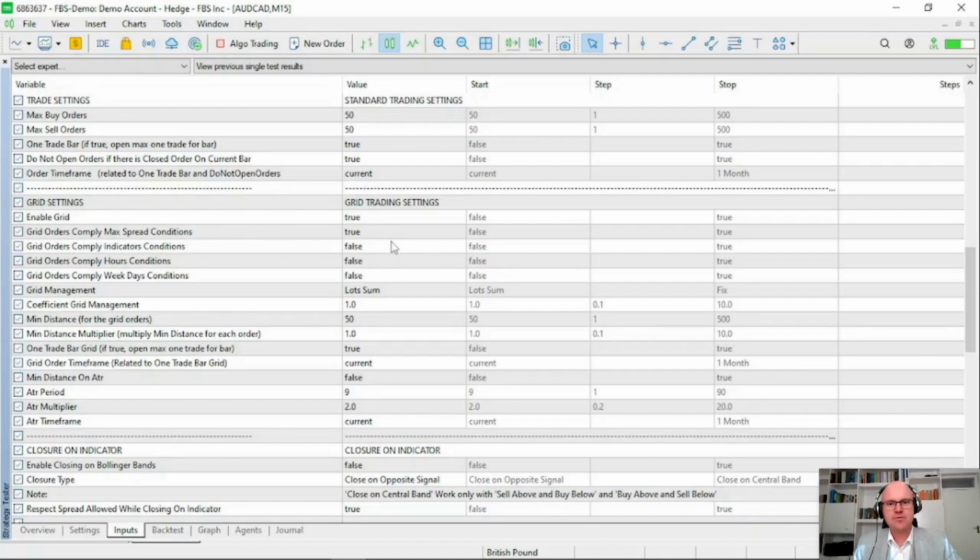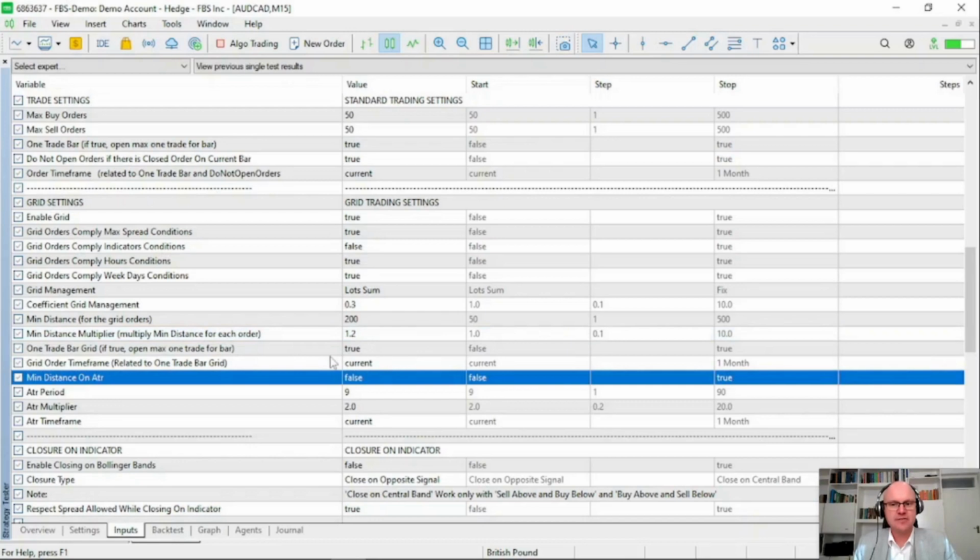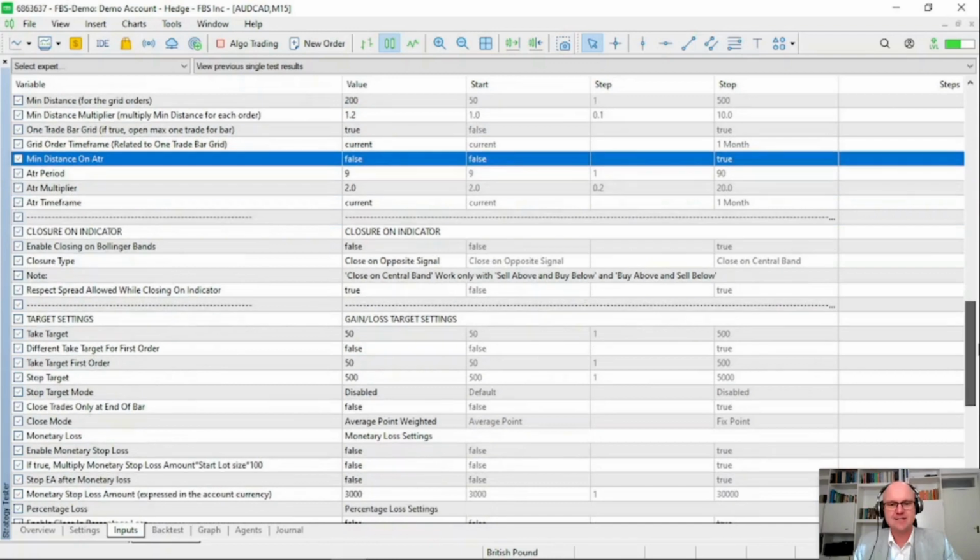Additionally, whenever trading a grid bot, it is important to pay close attention to the settings. So I'm going to first enable those two options so that it complies with the hours and weekdays for the grid as well. Additionally, I'm going to lower the grid coefficient from 1 to 0.3, and increase the minimum distance from 50 to 200 and increase the minimum distance multiplier from 1 to 1.2. Alternatively, you can also trade using the ATR minimum distance. However, for this example, I'm going to use a set distance.